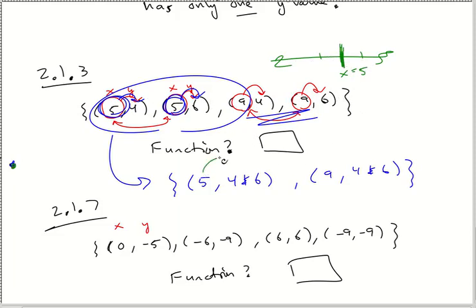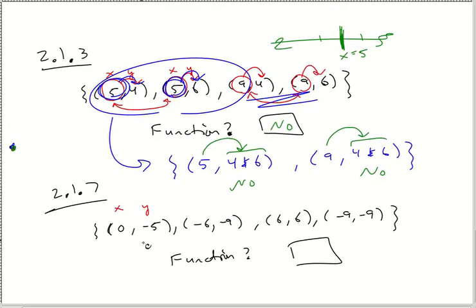So does this x value have only one y value? I would say no. That alone says it's not a function, but let's keep going. Does this one x value have a single y value? No, it does not. So is this a function? No way.